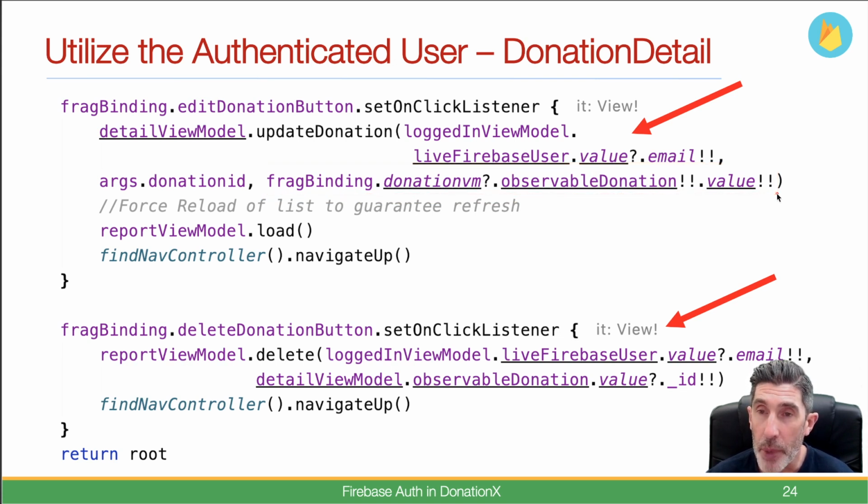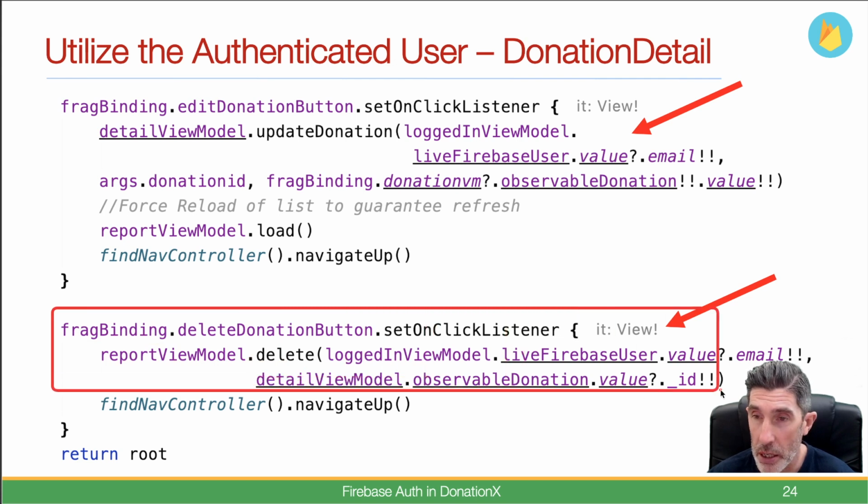And because we're using our two-way data binding, if the user changes it on that screen and then selects the edit button, that will trigger this here, which will go off and update the particular donation. And again, we just make sure that we load our report model again, just to make sure that we're guaranteed a refresh, and we navigate back to where we came from. Okay. Likewise, we do the same with our delete.